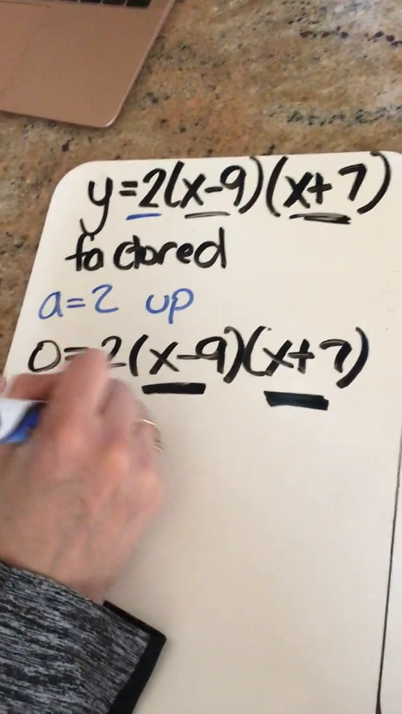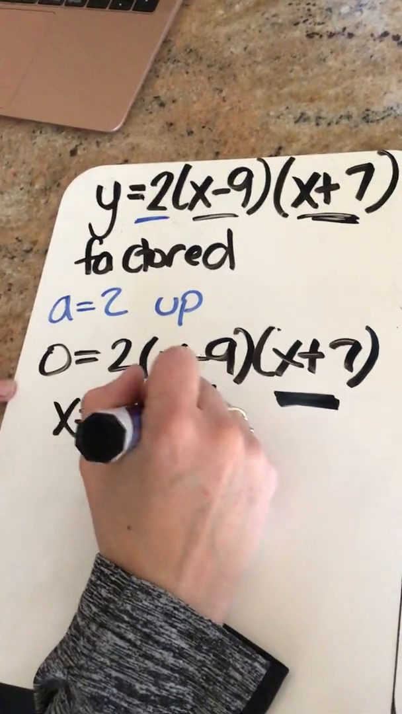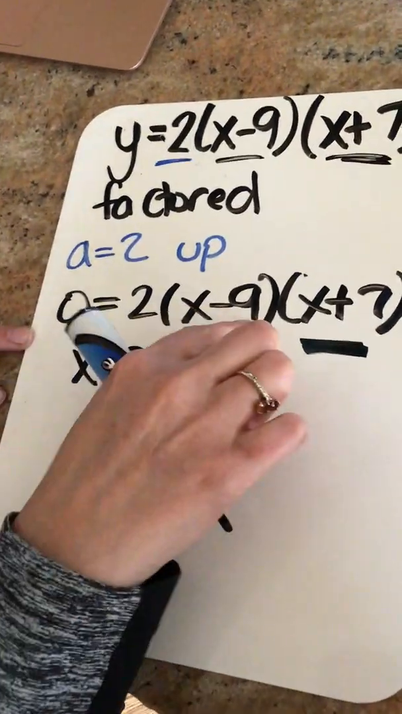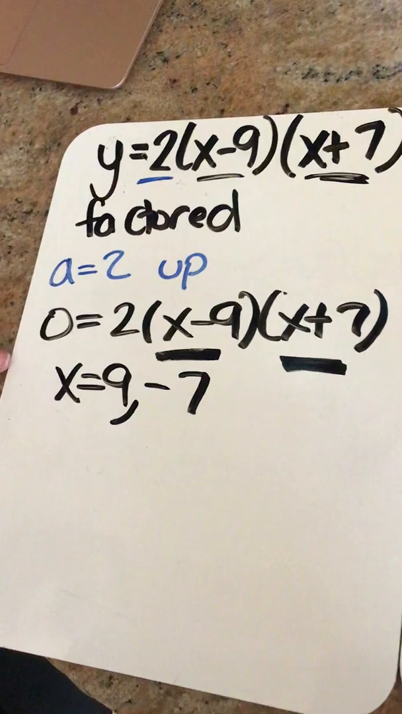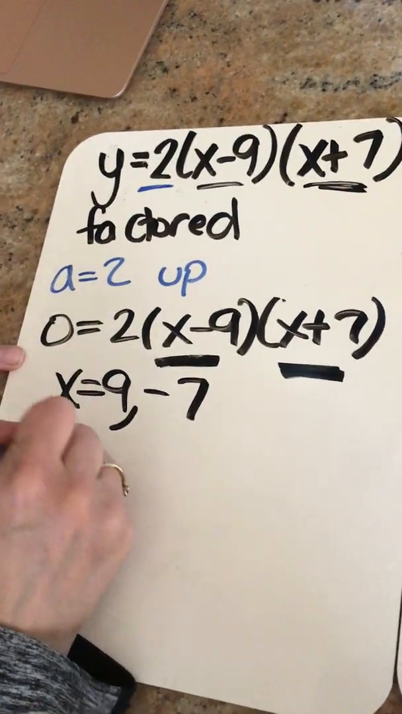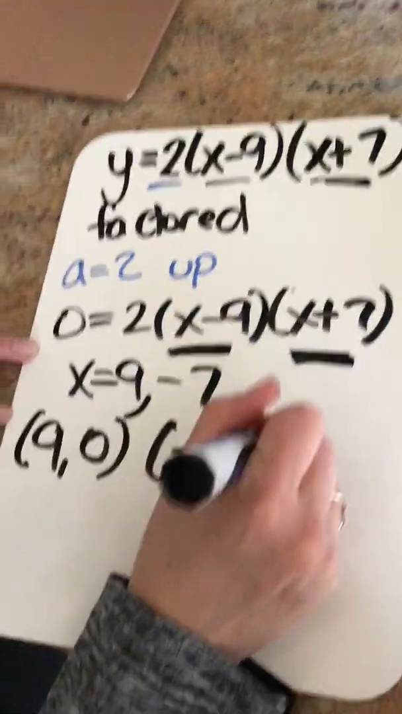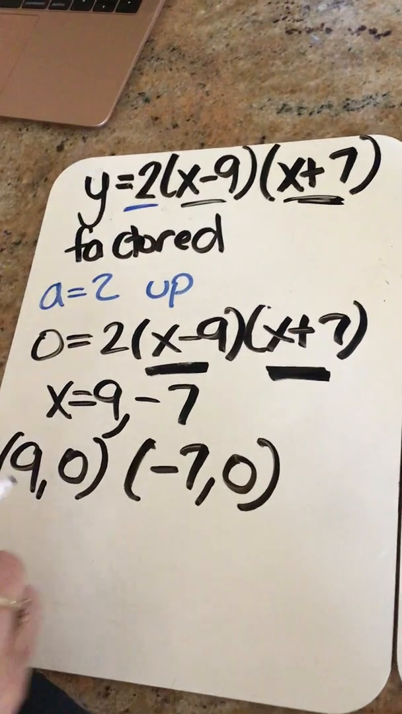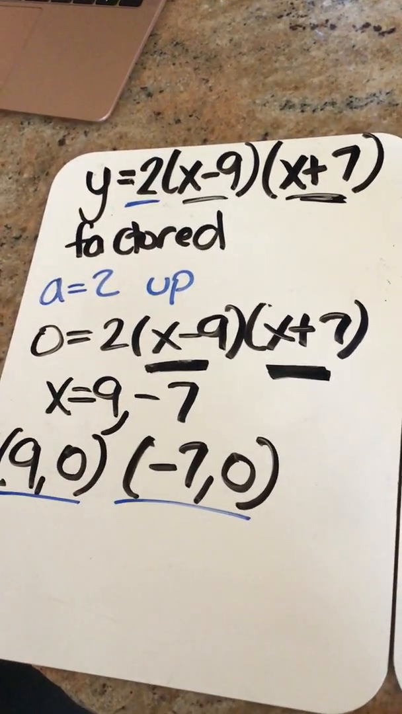So one of my answers is 9. One of my answers is -7. 9 minus 9 is 0. -7 plus 7 is 0. Which means my x-intercepts are (9, 0) and (-7, 0). That's where it hits the x-axis, okay?